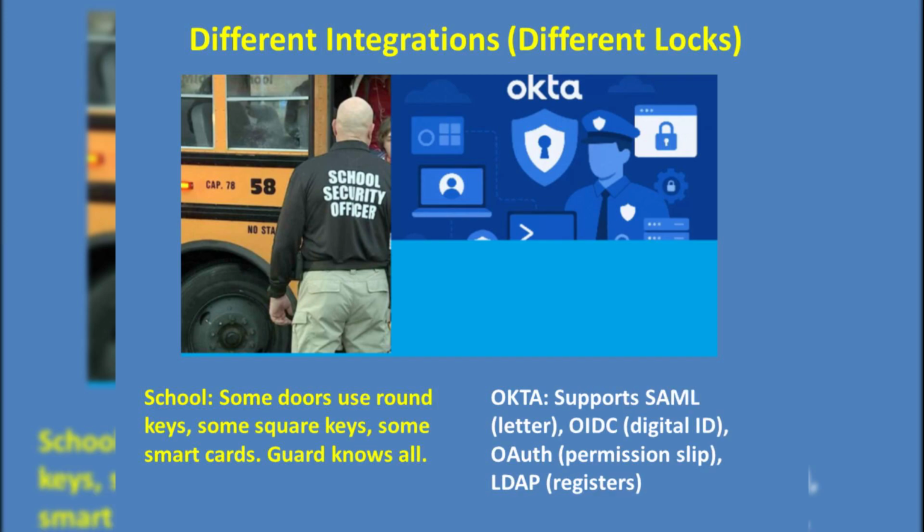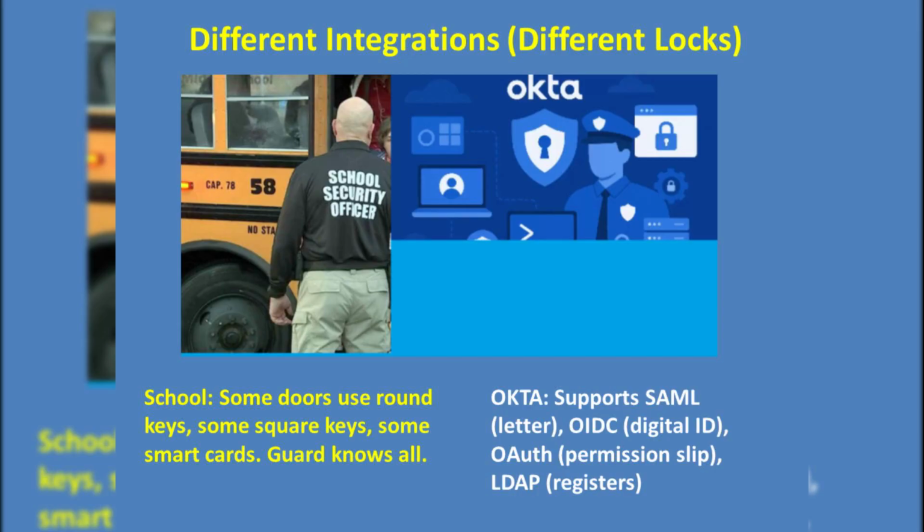Every classroom has a different type of lock: round keys, square keys, or smart cards. But the guard knows how to open all of them. OKTA also works with different systems. SAML, like a signed paper letter saying this student is trusted, often used for older enterprise apps. OIDC, like a digital ID card, modern apps use it to know who you are.